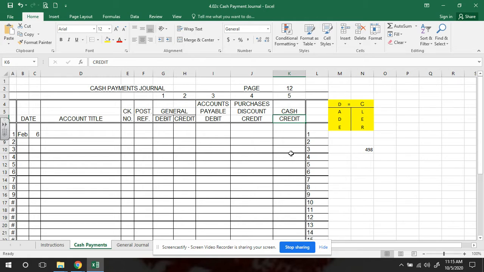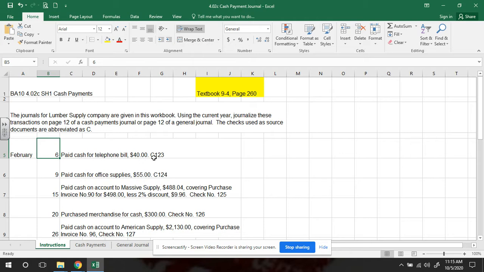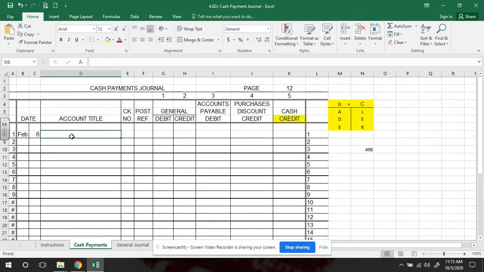What we have to do is figure out where the debit goes. What's given to us already is that cash is a credit. My transaction says paid cash for telephone bill $40, check $123. In most companies, this would be under utilities. They might have an account that said telephone bill. Since all of these are checks, I don't have to put the C in front of them. Anytime a check is written, it's because cash has been paid. It's only going to be checks here.